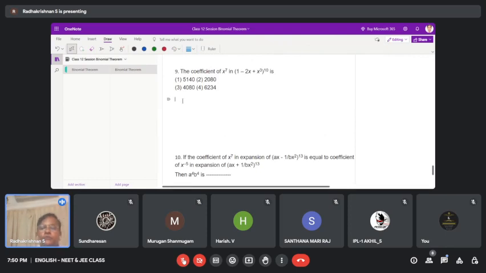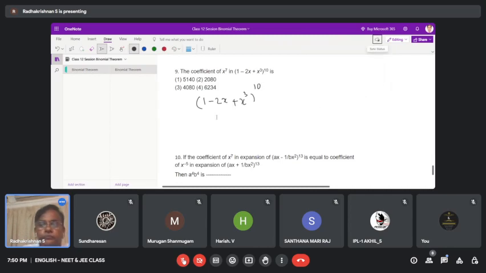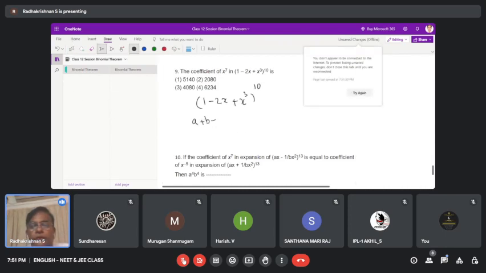This problem is a little tough, because this is not a binomial expansion. There are three terms here, like (1 minus 2x plus x cube) whole to the power of 10. For this, we need to know the expansion of (a plus b plus c) whole to the power of n.